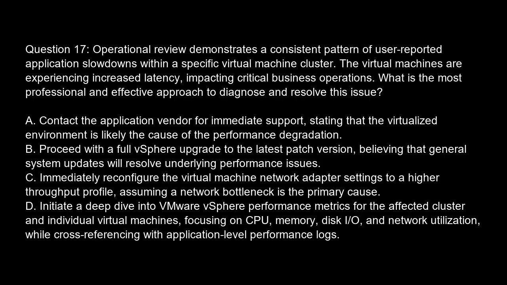Option A. Contact the application vendor for immediate support, stating that the virtualized environment is likely the cause of the performance degradation. Option B. Proceed with a full vSphere upgrade to the latest patch version, believing that general system updates will resolve underlying performance issues. Option C. Immediately reconfigure the virtual machine network adapter settings to a higher throughput profile, assuming a network bottleneck is the primary cause. Option D. Initiate a deep dive into VMware vSphere performance metrics for the affected cluster and individual virtual machines, focusing on CPU, memory, disk I/O, and network utilization, while cross-referencing with application-level performance logs.